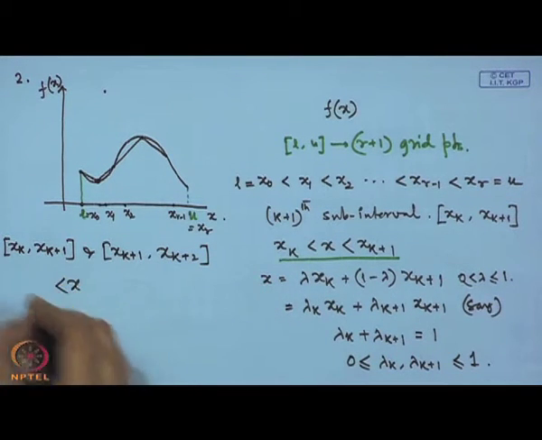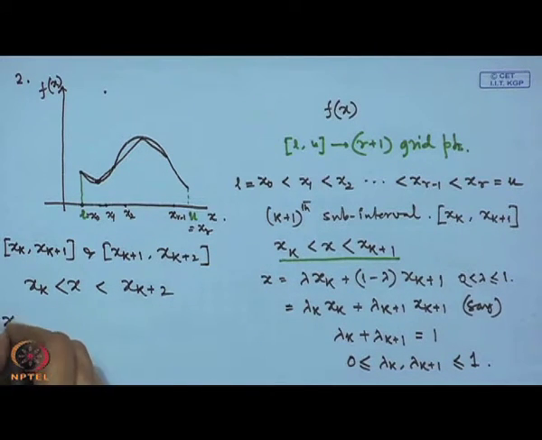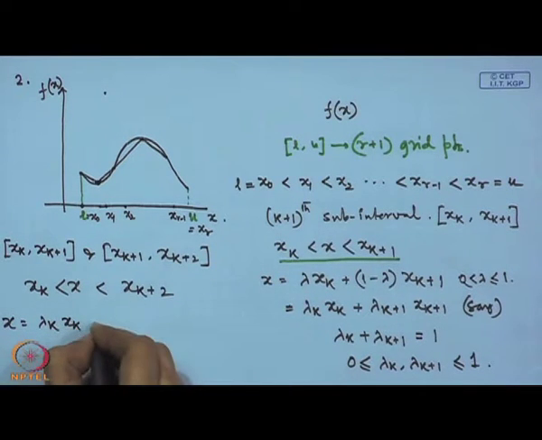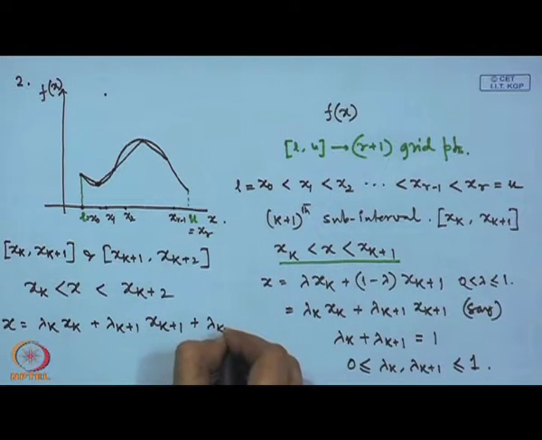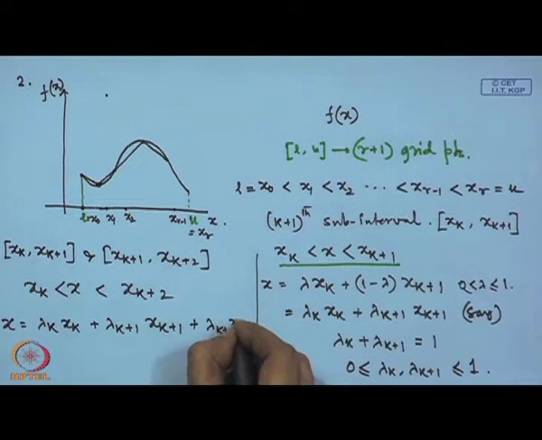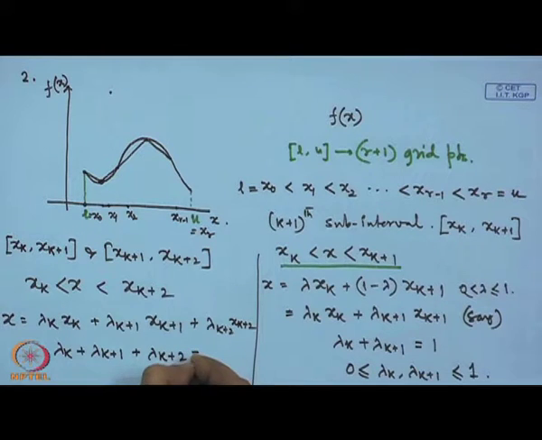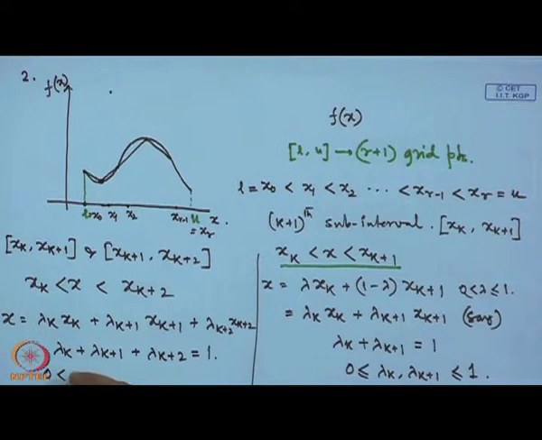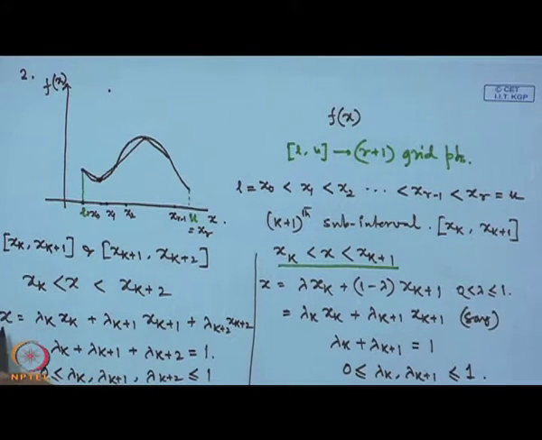Then any point in between xk to xk plus 2 can be written as lambda k xk plus lambda k plus 1 xk plus 1 plus lambda k plus 2 xk plus 2, with the condition lambda k plus lambda k plus 1 plus lambda k plus 2 is equal to 1, and with another condition that lambda k, lambda k plus 1, lambda k plus 2, these are all in between 0 to 1.